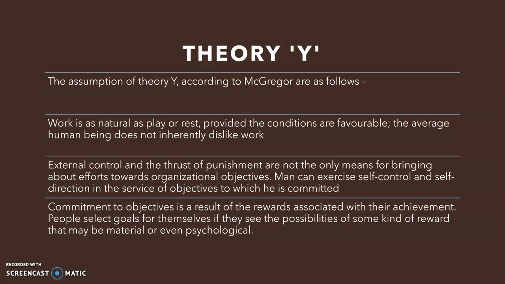Plus, external control and the threat of punishment are not the only ways to control people. Theory Y, according to McGregor, also believes that man can exercise self-control and self-direction to achieve the organizational goals. Commitment to the objectives is the result of rewards associated with their achievement. People select goals for themselves if they see the possibility of some kind of reward that they may receive. It may be material or even psychological.